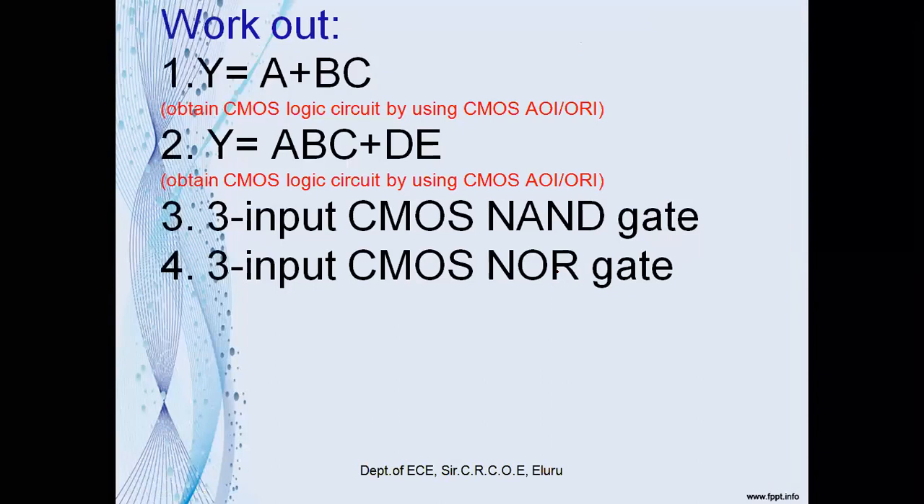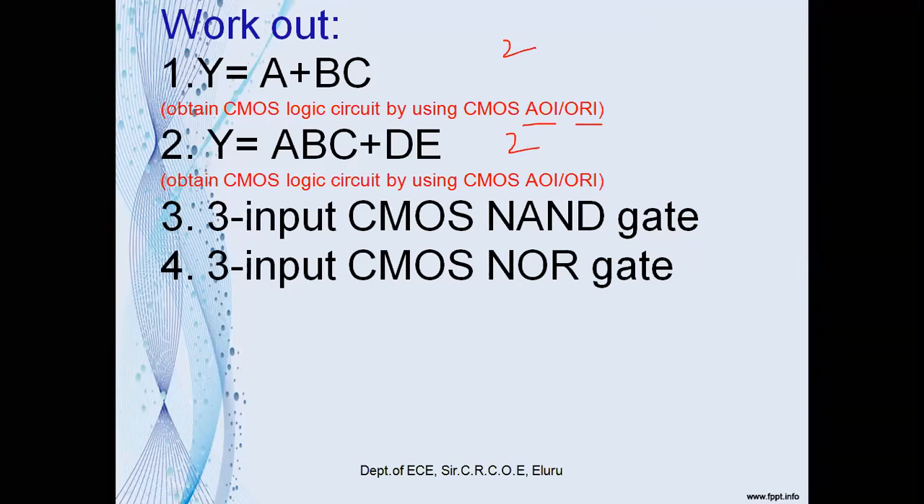So here, take this workout for your practice. Copy these 4 here: y equal to a plus bc and y equal to abc plus de. And for these first two, you have to build a CMOS logic circuit using the 2 logics here. What are the 2 logics? AOI and OAI. So now you will get 2 circuits for this, and again 2 circuits for this.